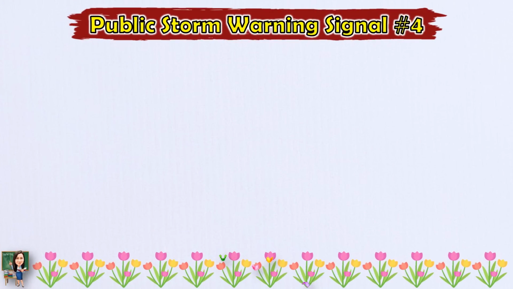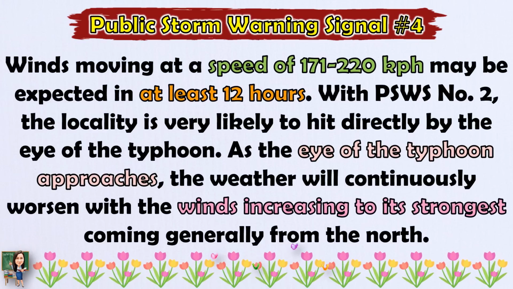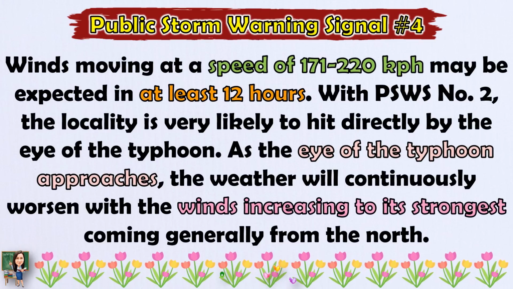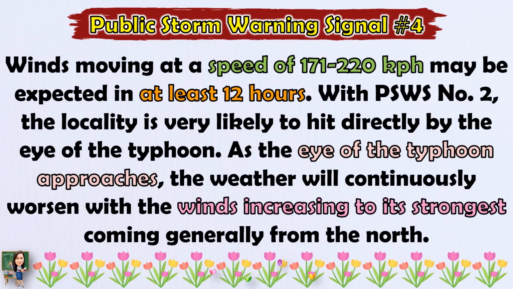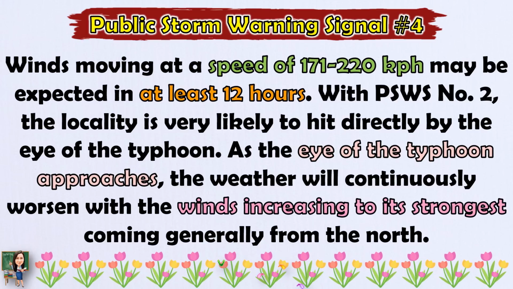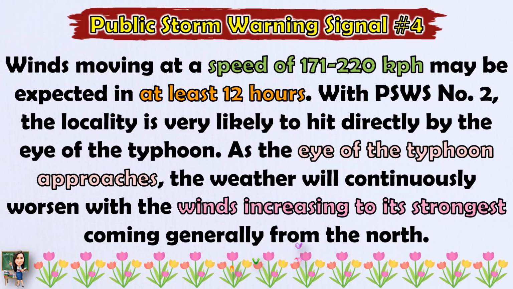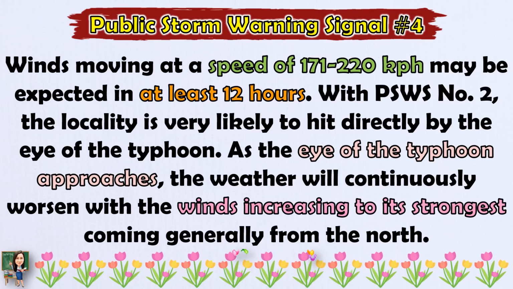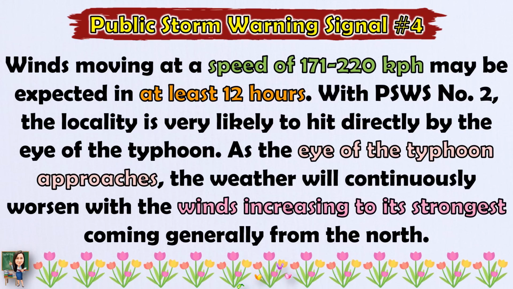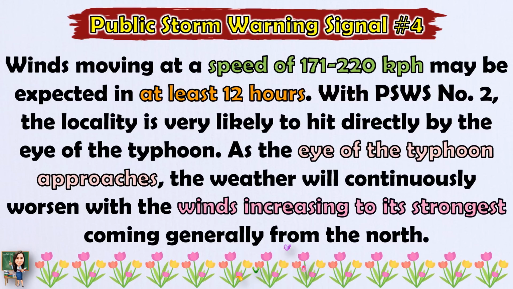Public Storm Warning Signal number 4. Winds moving at a speed of 171 to 220 km per hour may be expected in at least 12 hours. With Public Storm Warning Signal number 4, the locality is very likely to be hit directly by the eye of the typhoon. As the eye of the typhoon approaches, the weather will continuously worsen, with the winds increasing to their strongest, coming generally from the north.